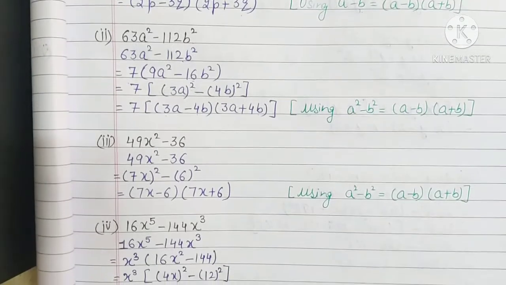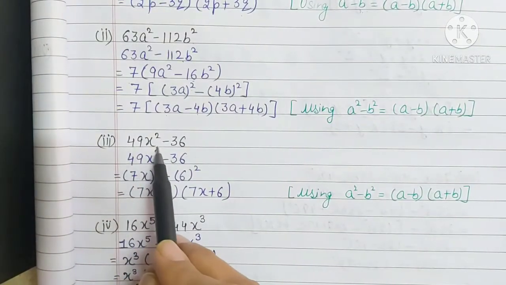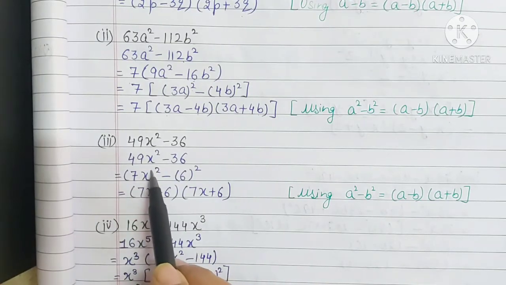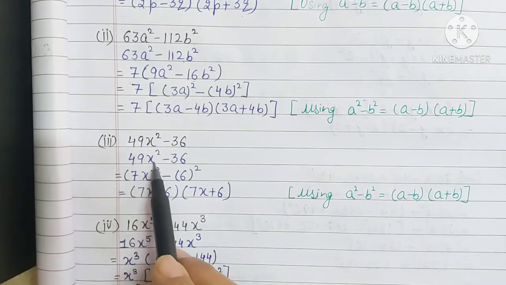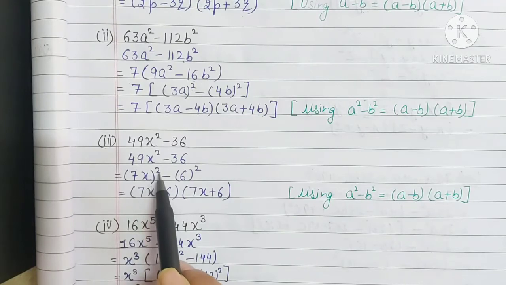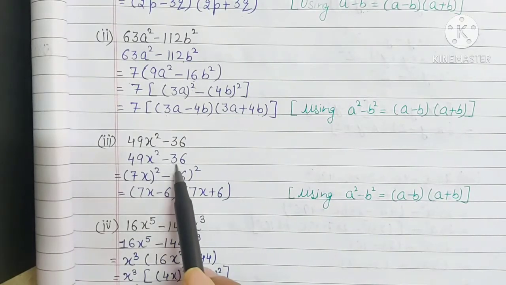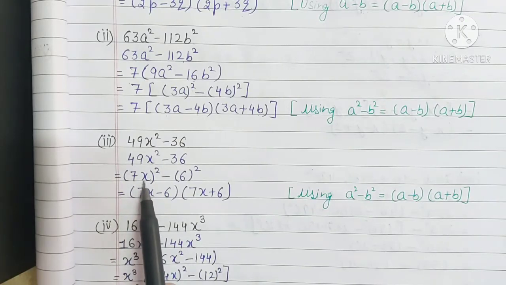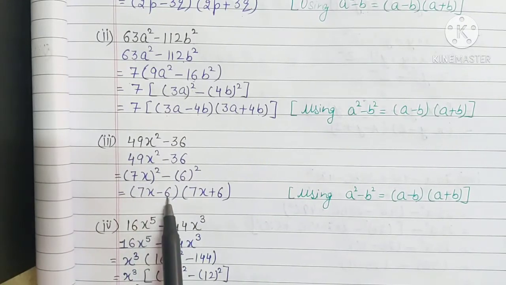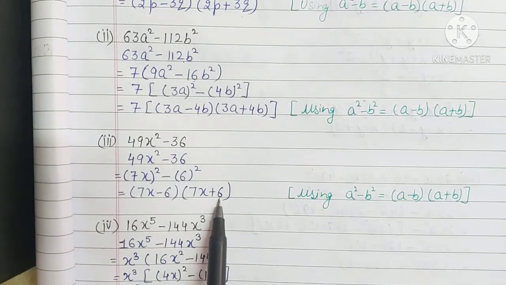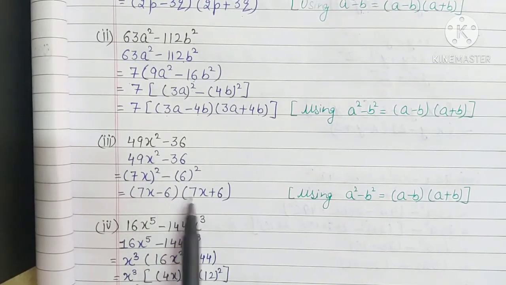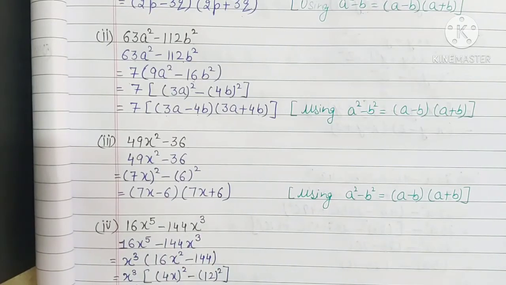Similarly we can do the third part. It is 49x square minus 36. The very first step, we will write it in perfect square form. So 49x square, I will write it (7x) whole square. 36, I can write it 6 whole square. Now it is a square minus b square, that is (a minus b)(a plus b). So by this identity I will get (7x minus 6)(7x plus 6).